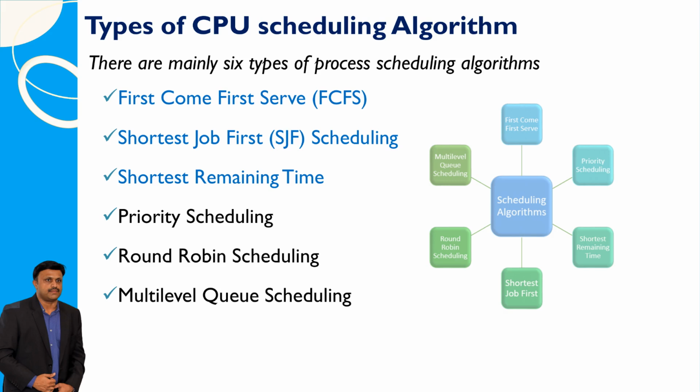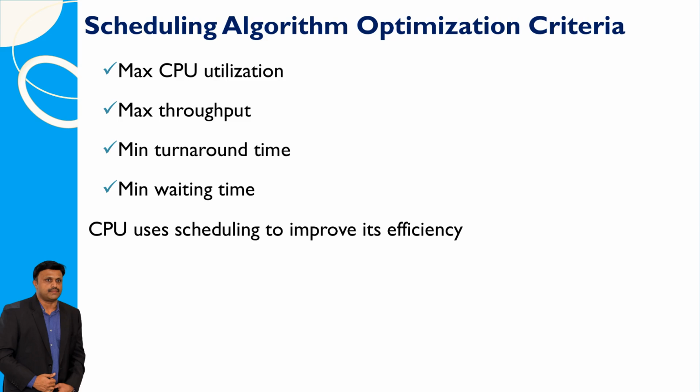Six primary types of CPU scheduling algorithms govern the organization of processes in computer systems. These include first-come first-serve, shortest job first scheduling, shortest remaining time, priority scheduling, round-robin scheduling, and multilevel queue scheduling. Each algorithm employs distinct criteria to determine the order in which processes are executed, contributing to efficient resource allocation and system performance. The optimization criteria for scheduling algorithms include maximizing CPU utilization and throughput, and minimizing turnaround time and waiting time. These criteria are crucial for enhancing the efficiency of CPU usage through effective scheduling techniques.